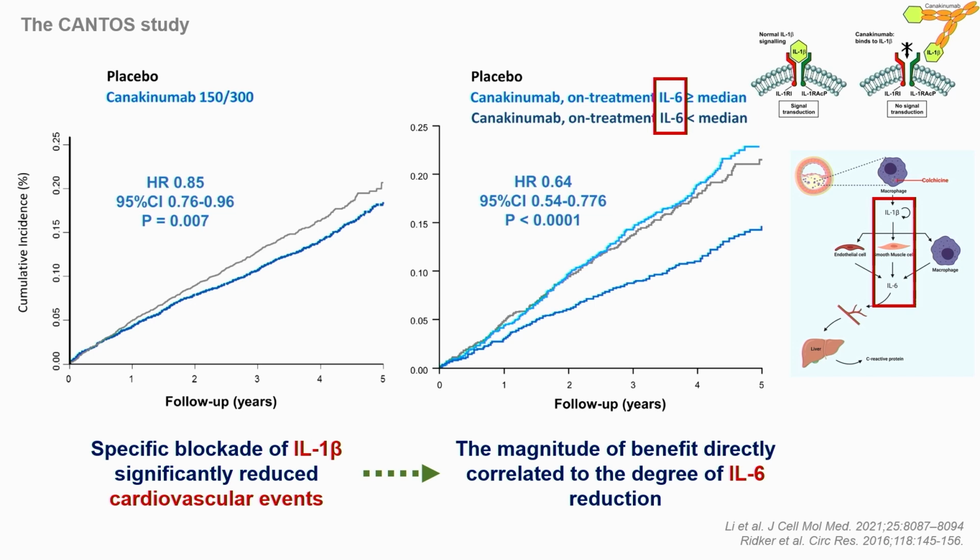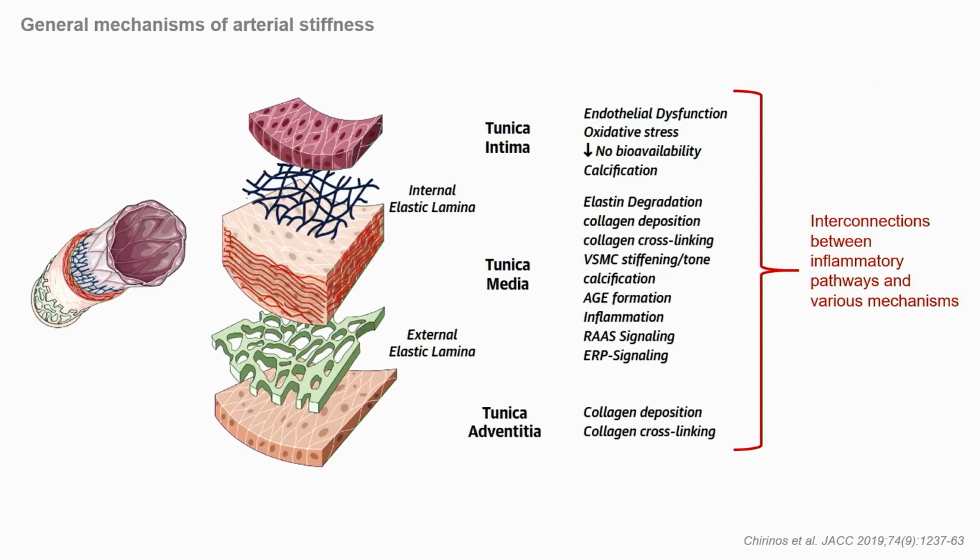The CANTOS study was a landmark study that showed how control of inflammatory markers can result in improvements in cardiovascular events. Here, the targeted blockade of interleukin-1 beta by the monoclonal antibody canakinumab significantly reduced MACE. But upon subgroup study on the right-hand side, the effect was relatively limited to those who had additional downstream blockade, if you remember from the previous slide, of interleukin-6, as well as the targeted interleukin-1 beta.